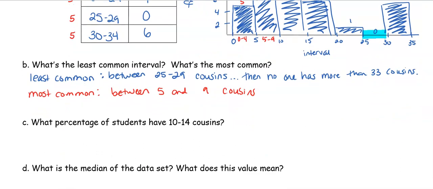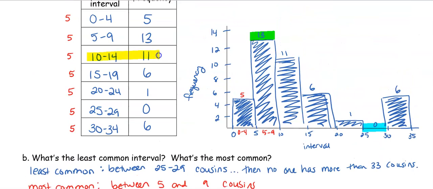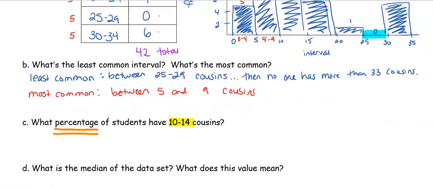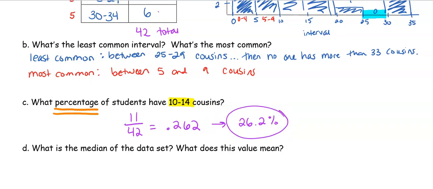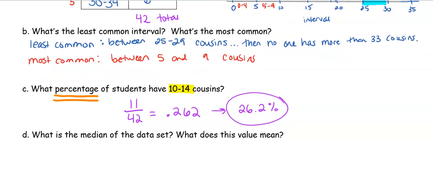What percent, so we're changing things up here a little bit, what percent of students have between 10 to 14? If we are talking about percent, we want success over total. So how many students have successfully 10 to 14 cousins? There are 11 out of total. So total, we have to add up 5 plus 13 plus 11 plus 6 plus 1 plus 0 plus 6, and we get that there are a total of 42 students that were questioned, 11 of them having between 10 to 14, so 11 of the 42. That would give me the probability. I'm going to change that into a percent. So 26.2% of the students have between 10 and 14 cousins.